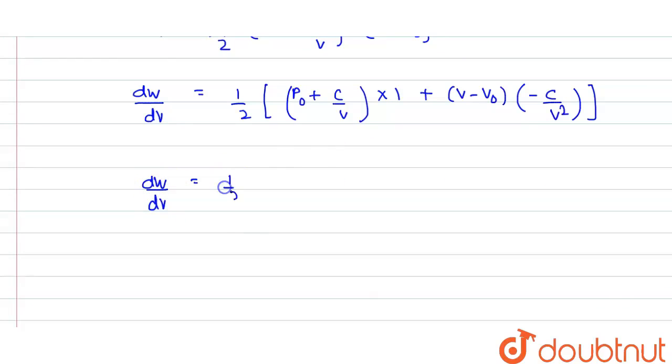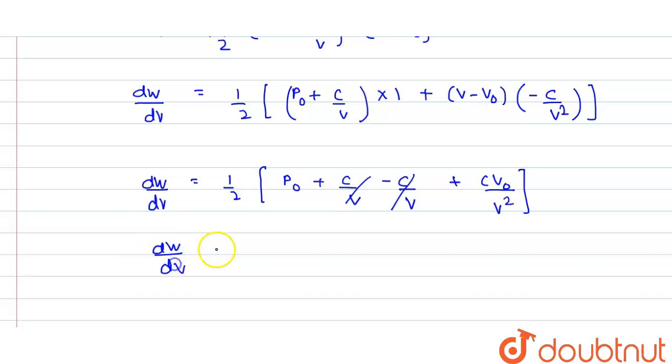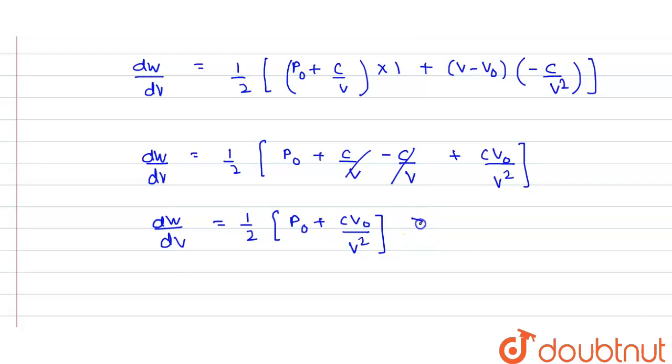Or we can rewrite our dW divided by dV as 1 divided by 2 into P naught plus C by V. Then if you multiply this V with this, it would be minus C, since V to the power 1 cancels, divided by V, and then minus and minus would be positive, C V naught divided by V square. Now this term and this term would be cancelled. So we get dW divided by dV equal to half of P naught plus C V naught divided by V square. Now all the terms, P naught, C, V naught divided by V square, are positive. That means the slope is greater than 0.